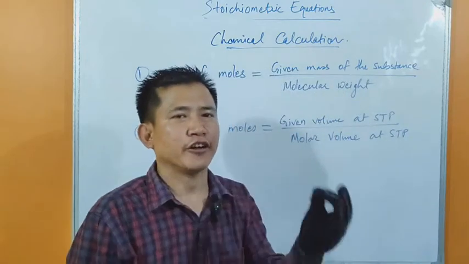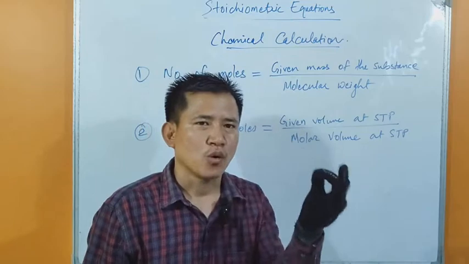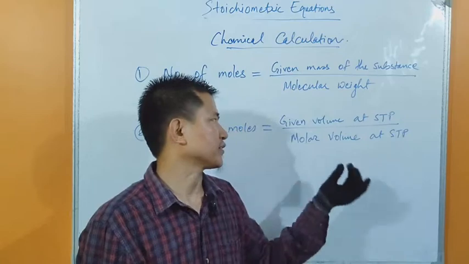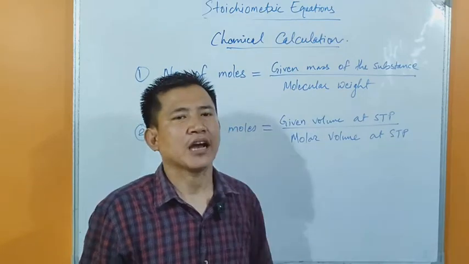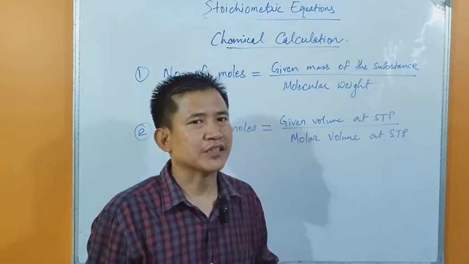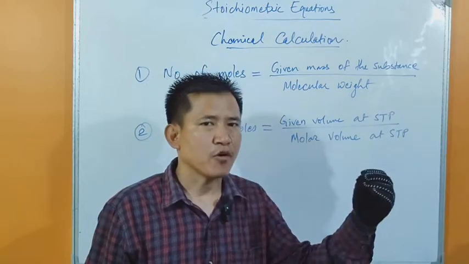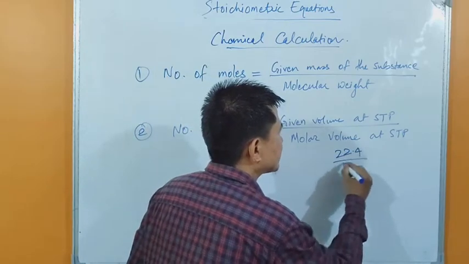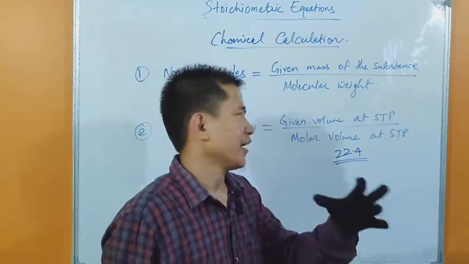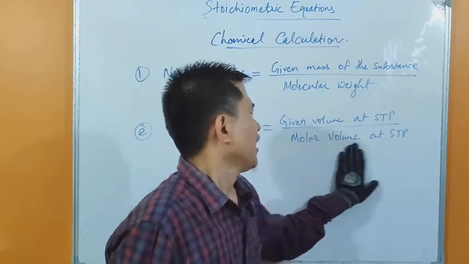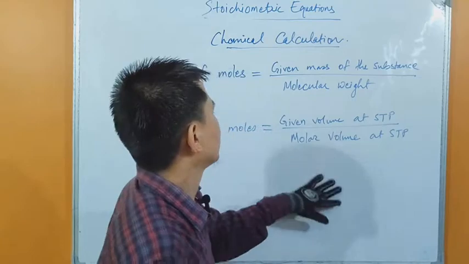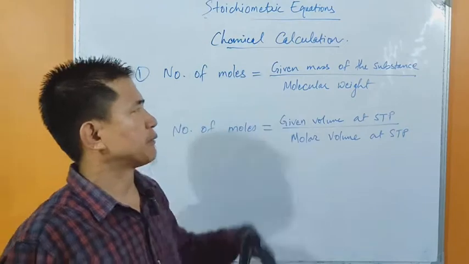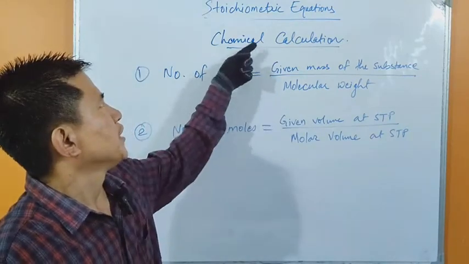Molar volume means the volume of 1 mole of gas. And molar volume at STP is 22.4 liters, which means the volume occupied by 1 mole of gas at STP is 22.4 liters. This is constant. It's given by Amedeo Avogadro. We got this from Avogadro's law. These two are the formulas which we should keep in mind while solving the numerical problems from this chapter.